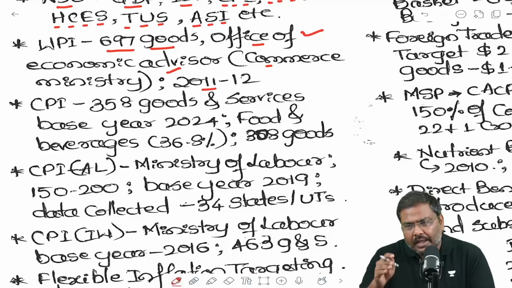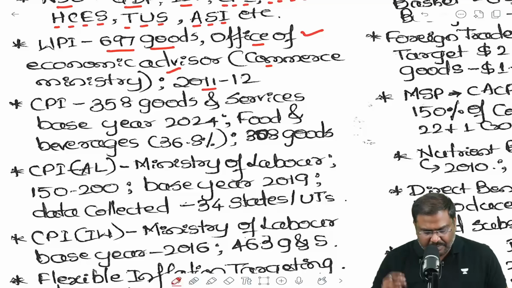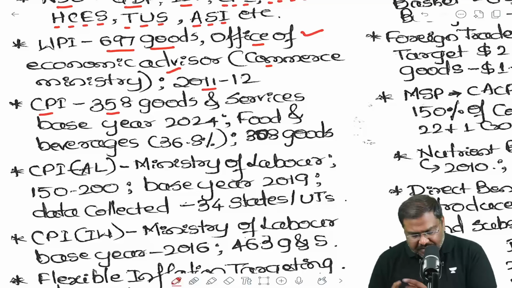Base year right now is 2011-12. A committee has been set up. It is yet to recommend, and the government is yet to revise the base year. We also have CPI. Its data has been revised very recently.